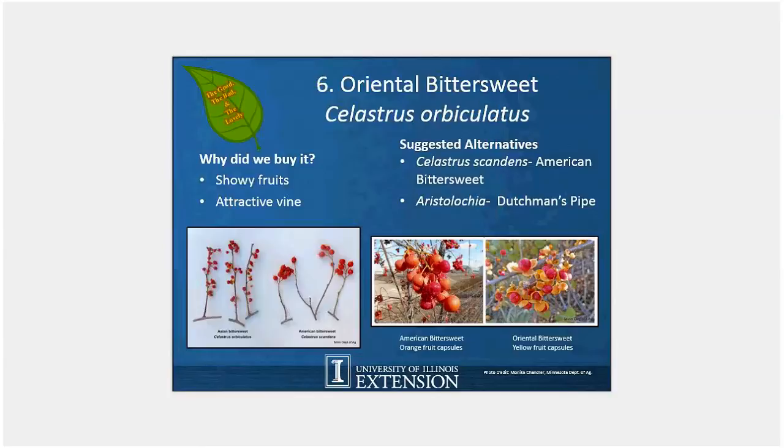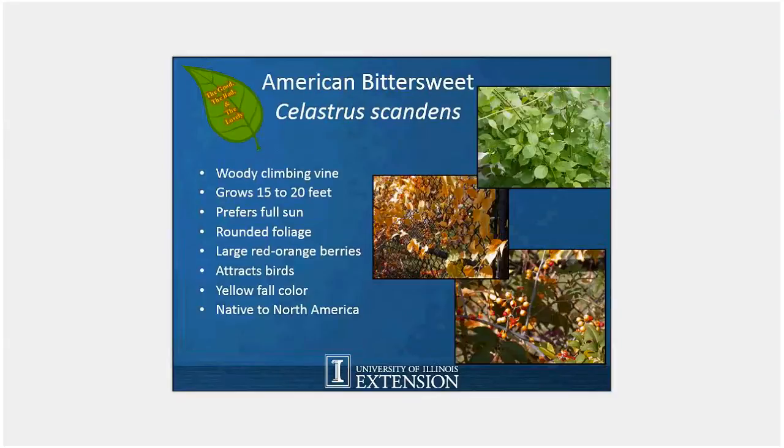The American bittersweet, it is native to North America. It's a woody climbing vine, can easily reach 15 to 20 feet. It prefers full sun, but it will give you a decent display in partial shade. I think Andrew did a really good description 2 weeks ago about the foliage. This has more of a rounded leaf compared to the Oriental. It has the berries, attracts birds, yellow fall color, and it's native to North America.